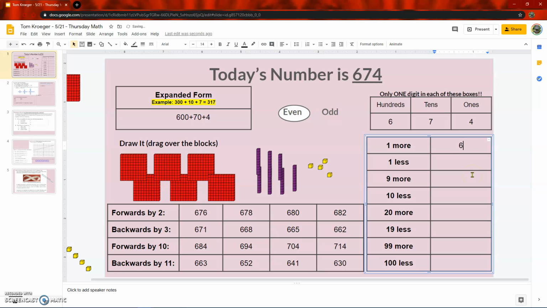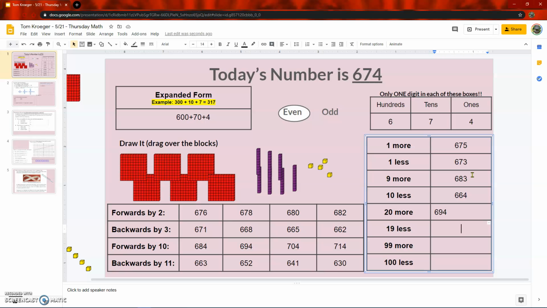That's why I gave these to you. 675. One less is 673. 9 more is 683. 10 less is 664. 20 more is 694. 19 less. Can you do that one in your head? Or do you gotta use a calculator for that one? I bet you can do it in your head.